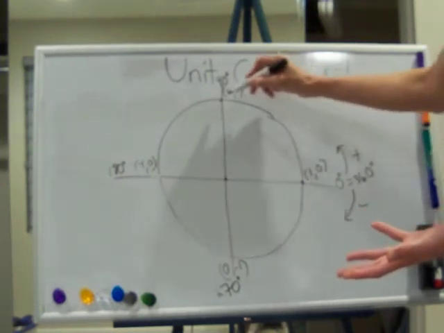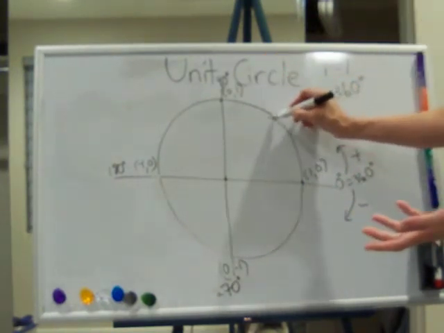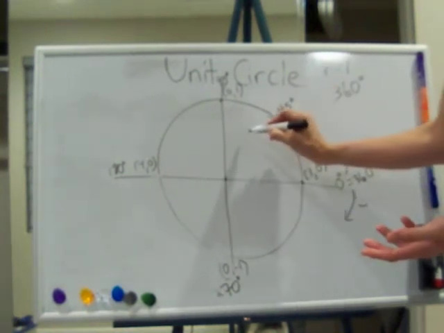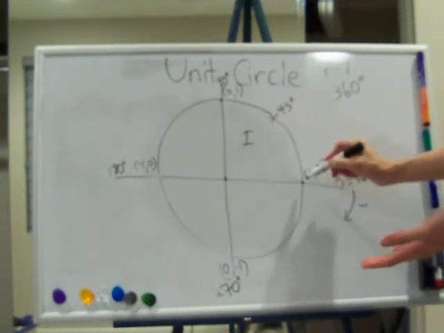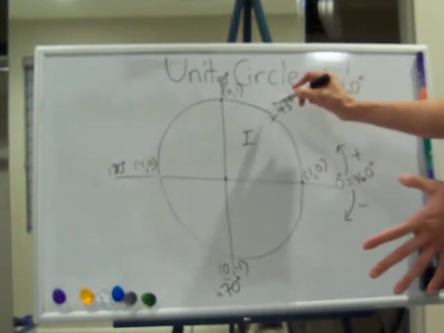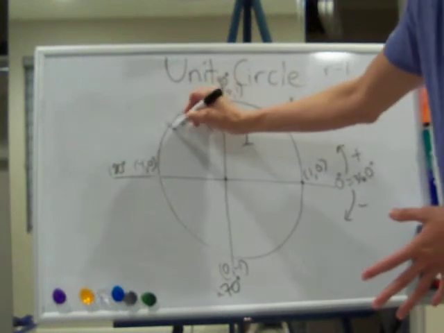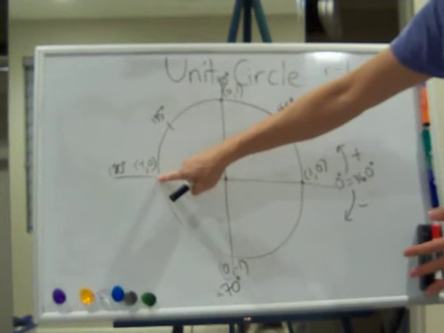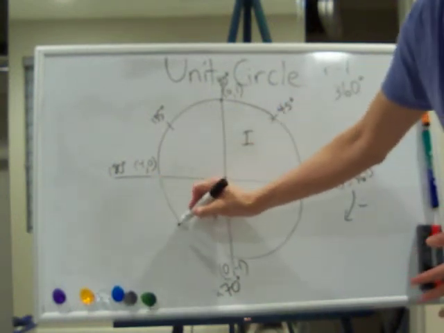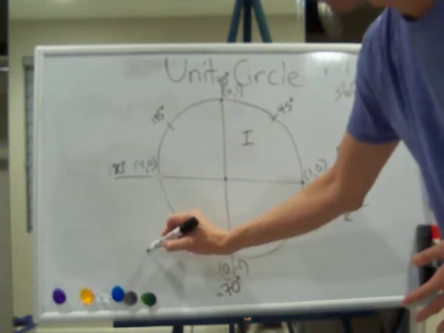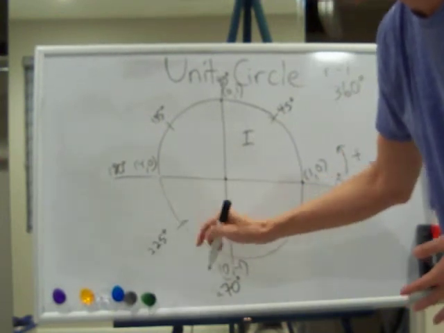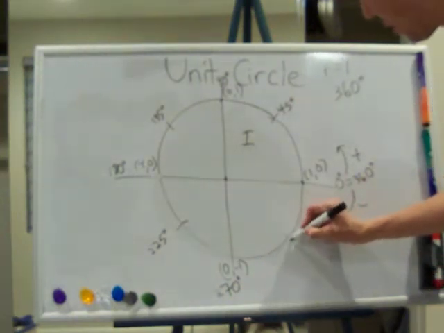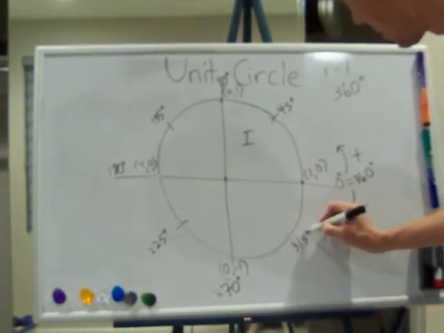So 0 to 90, what's half of that? Half of 90 is going to be 45. So the halfway point here in quadrant 1 is going to be 45 degrees. So 0 plus 45 is 45. 45 plus 45 is 90. 90 plus 45 is going to be 135 degrees, right? 135 plus 45 is 180. 180 plus 45 is going to be 225. 225 degrees here. 225 plus 45 is 270. We already have that. 270 plus 45 is going to be 315, right?